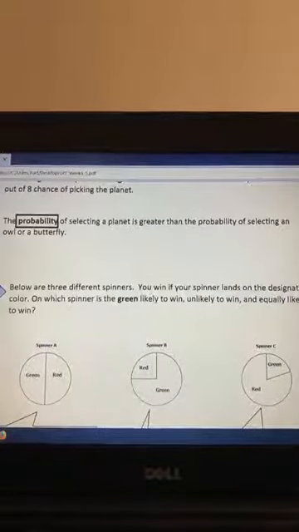Okay. And why is it likely? Likely is correct, but tell me why. Because they're mostly green than red. Okay. Because green is taking up more of the circle. That is correct. And then we know that spinner C is going to be labeled as unlikely because it's more red than it is green.